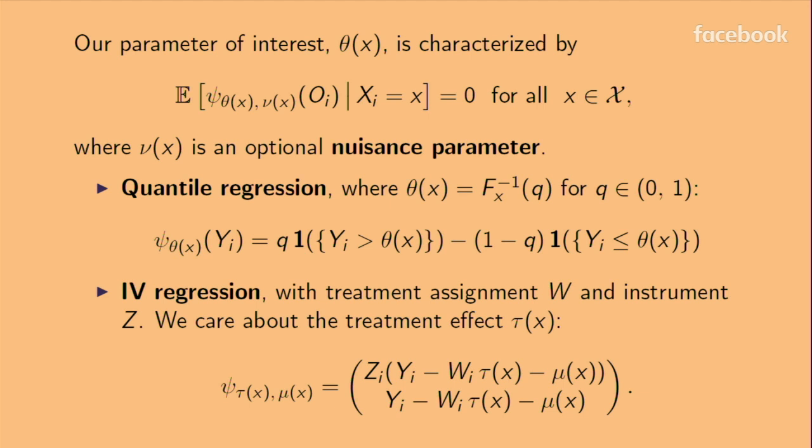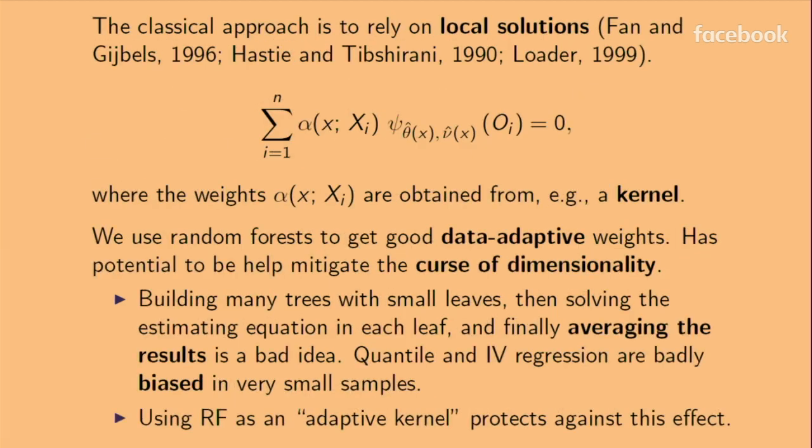And so this moment depends on our parameter of interest theta. It also depends on nuisance parameters. In the case of IV regression, there's a bunch of different ways you can write down how you estimate IV, but one way is to write it down in terms of a moment condition where you want to set equal to zero the product of the instrument and the residual of a regression of the outcome on the actual treatment assignment. And so those moment conditions can then be estimated locally as a function of x.